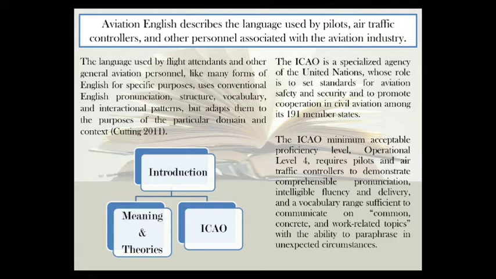The ICAO is a specialized agency of the United Nations whose role is to set standards for aviation safety and security and to promote cooperation in civil aviation among its 191 member states. ICAO, or International Civil Aviation Organization.